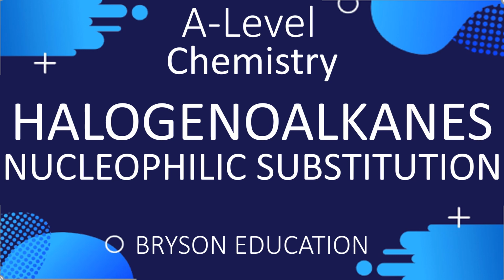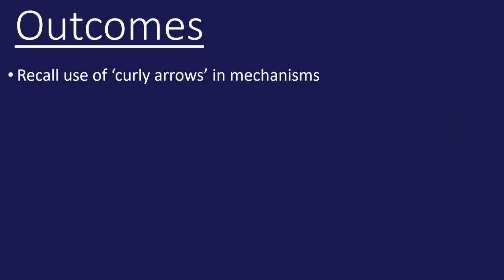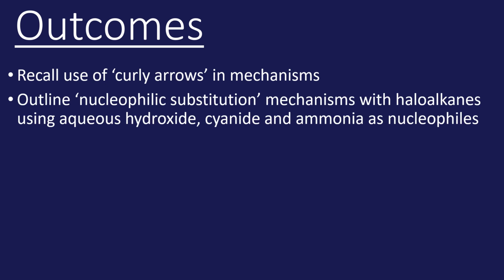This is an A-level chemistry video and we're going to look at the nucleophilic substitution reactions of halogenoalkanes. By the end of this video, we're going to recall the use of curly arrows in mechanisms. We're going to outline the nucleophilic substitution mechanisms with haloalkanes using aqueous hydroxide, cyanide and ammonia as nucleophiles.